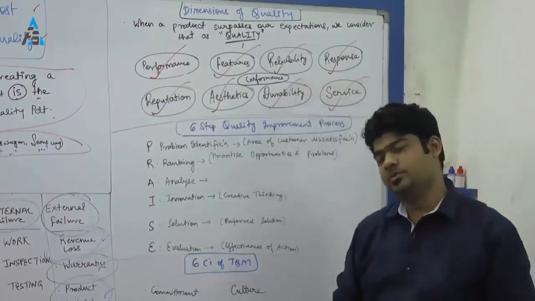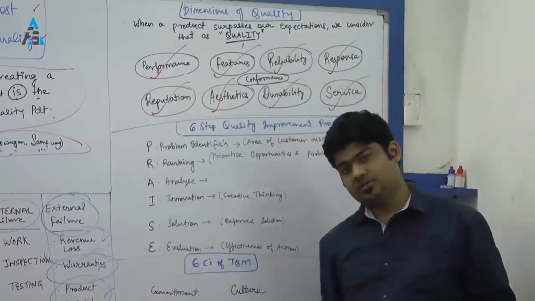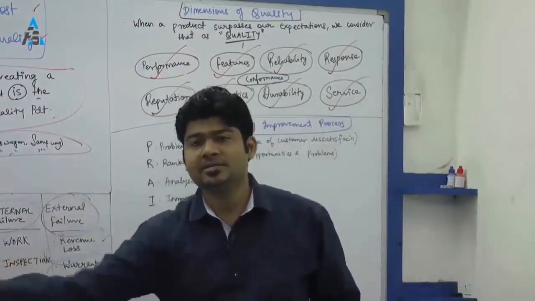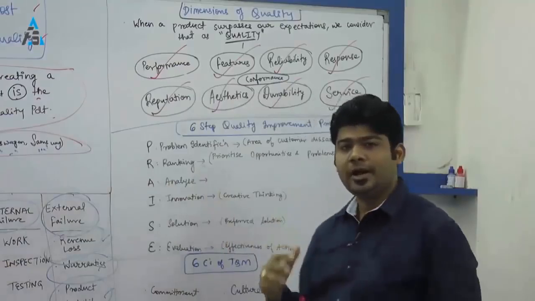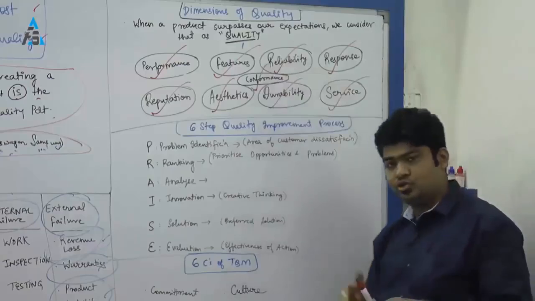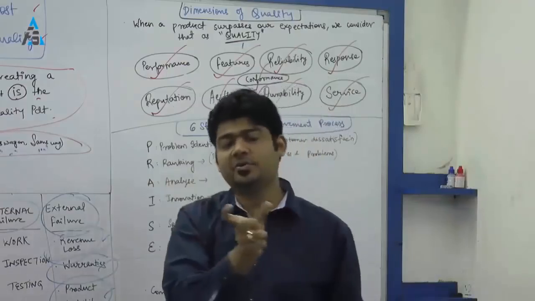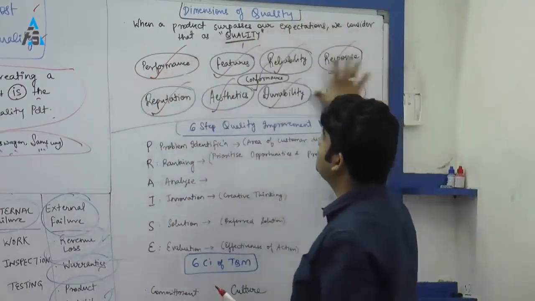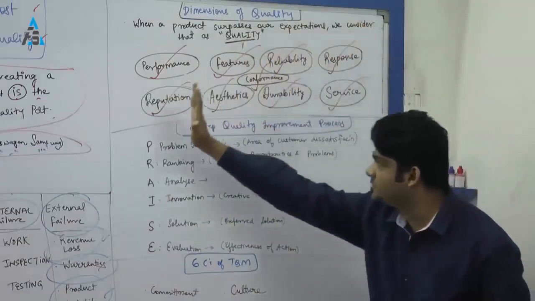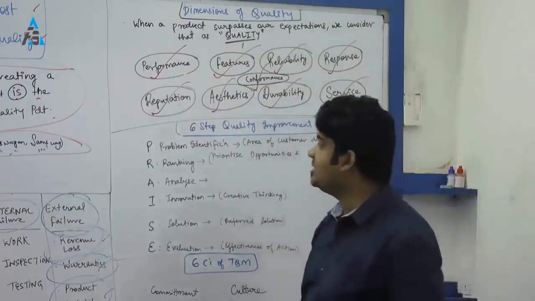Service, after sale service, suppose if there is an issue, then what will happen to my product? So 1+3 is facing this issue in terms of service. I don't think it has many service centers in India vis-a-vis say for example a Samsung, which would have n number of service centers. So service and conformance. Conformance means what was written on the packet should be in the product inside the packet, whether it is conforming or not. So those are the dimensions of quality which you have to focus on: performance, features, reliability, response, conformance, reputation, aesthetics, durability, and service. Clear? These are dimensions of quality.